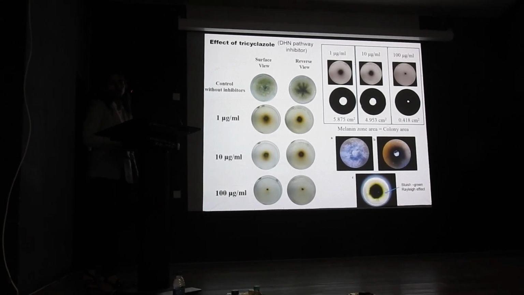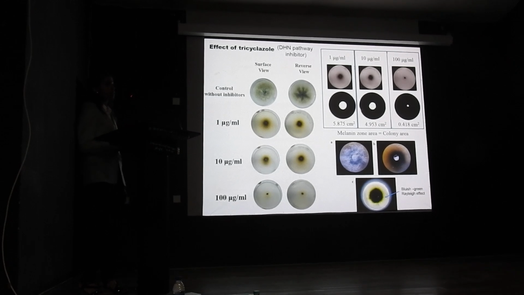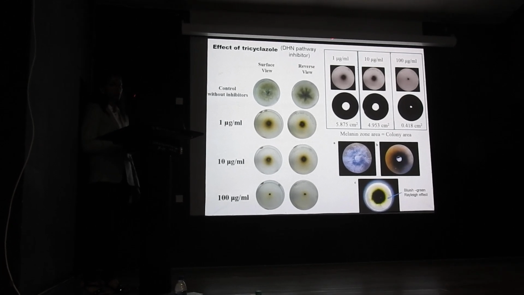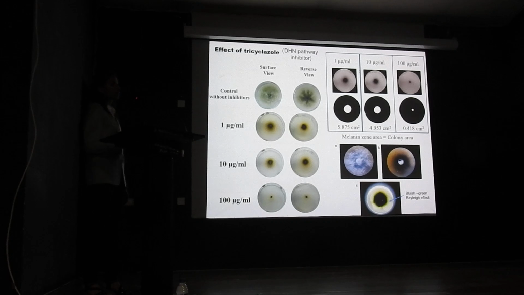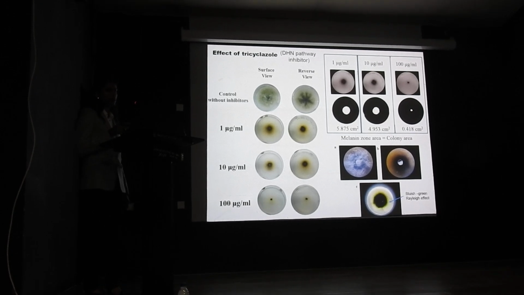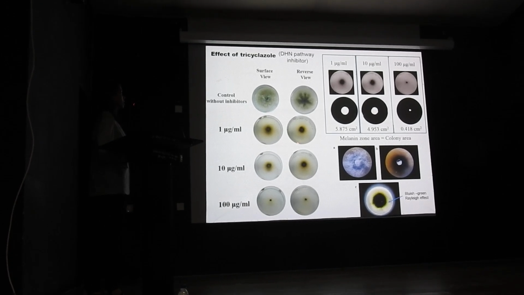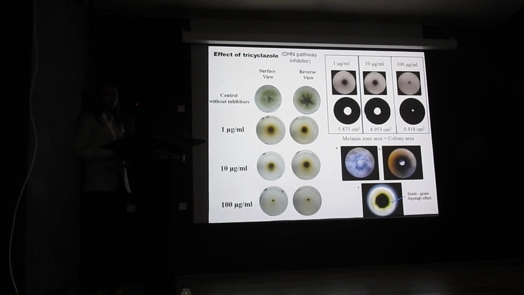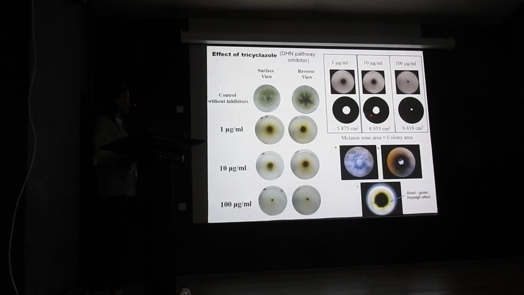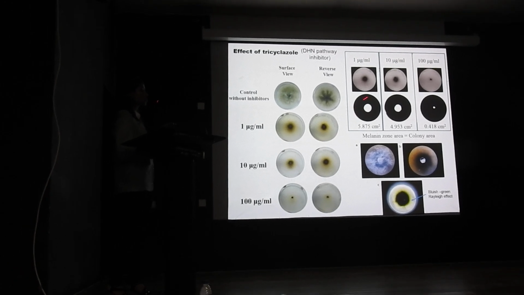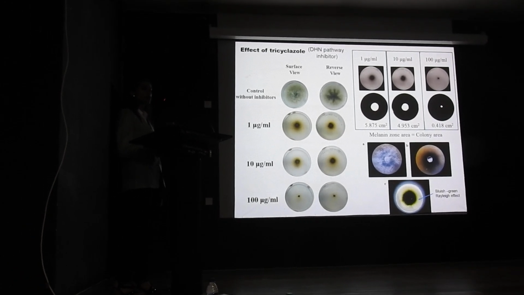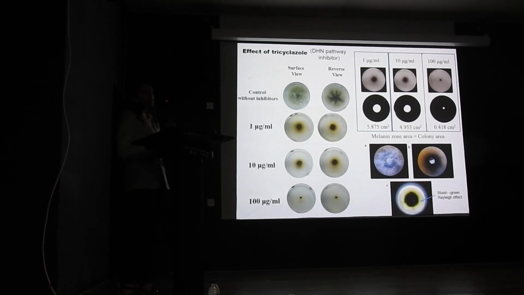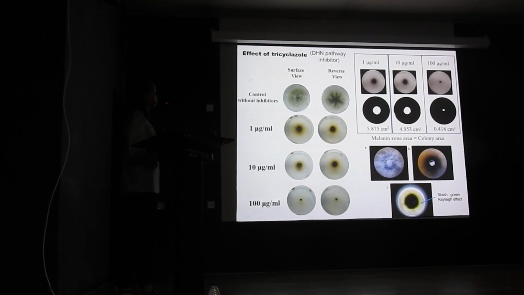Coming to tricyclazole, which is a DHN pathway inhibitor, first of all there was a lag in growth. It took around 20 days to grow, maybe because tricyclazole is fungicidal, and it was also prepared in ethanol, so that led to the lag in the culture. But the culture grew after 20 days, and the colony was very slow growing, and the melanin zone area was equal to the colony area. So we see that there is no inhibition of melanin synthesis.